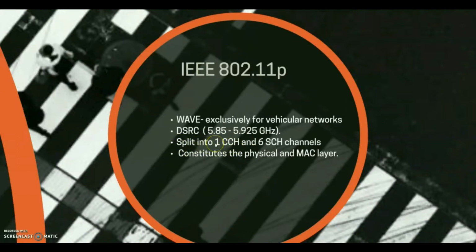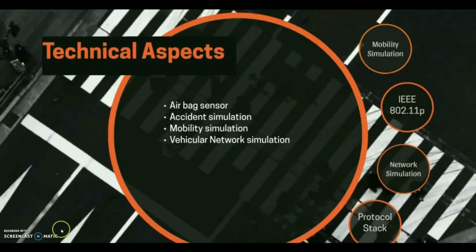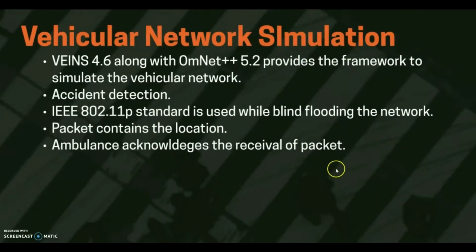One channel will contain the transmission system control and safety-related messages, called the control channel interval. The other 6 channels contain non-safety information, which is called the service channel. The MAC and physical layer of our project would be defined by the standard. In order to simulate the vehicular network using the Wi-Fi P standard, WINGS along with OMNeT++ was used. This provides the framework to simulate the vehicular network.